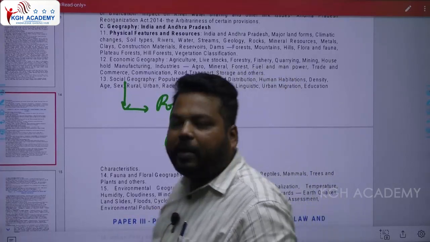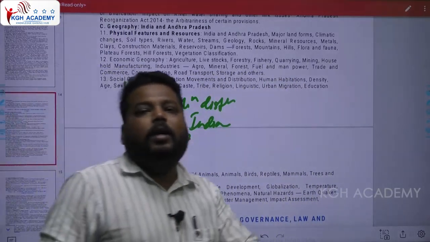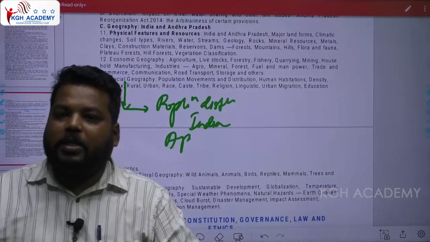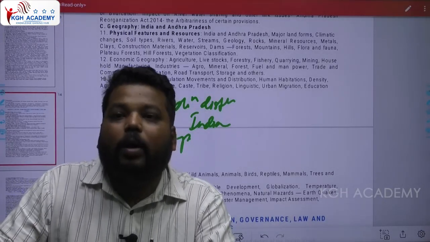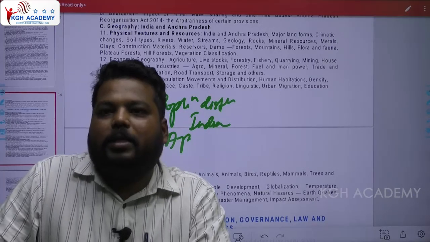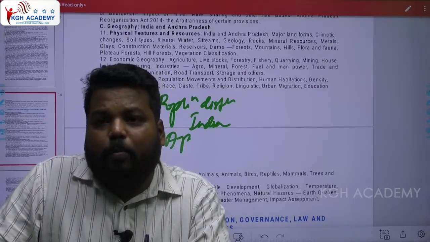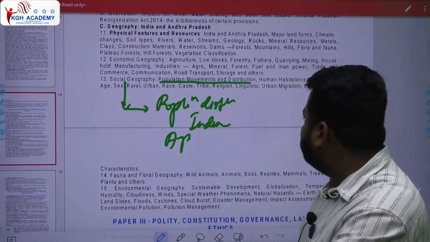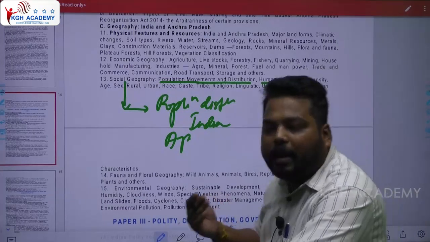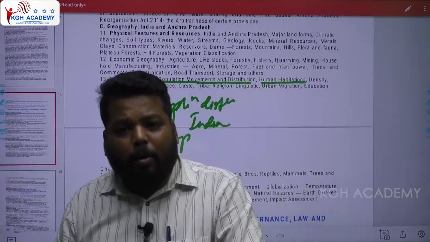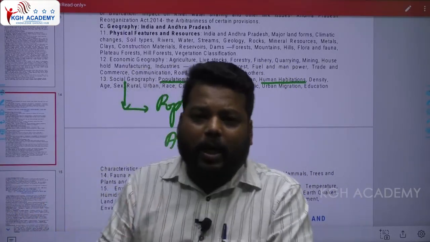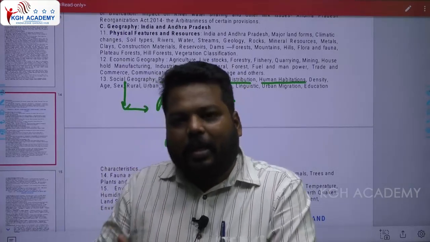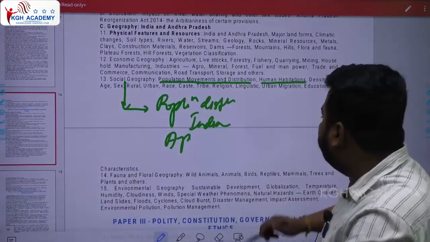As of now, in 2021 the census has to happen, but under the pandemic situation we are going to follow the 2011 census itself. So according to the 2011 census, how the population distribution in India has happened, that we would be discussing. According to the 2011 census, how the Andhra Pradesh population distribution has happened, which are the most important density regions, those aspects we are going to see in this population movements and distribution. Human habitations like tribal hamlets, where people of different castes are dominant, in which states we have a high scheduled caste population, in which states a high scheduled tribe population, and in Andhra Pradesh also in which districts these particular human habitations are there, that we would be discussing.